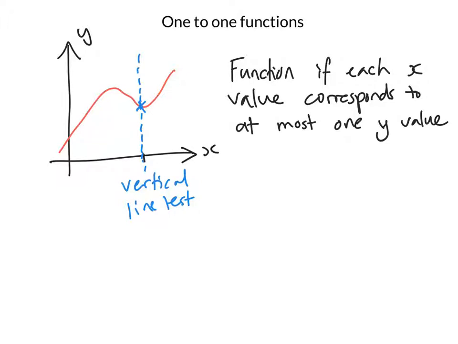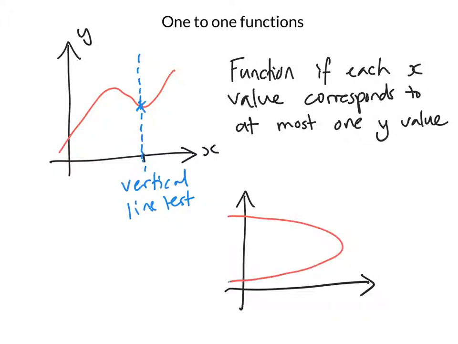Let's just look at an example of something that's not a function. So if I had something that looked like this instead, that's kind of like a sideways parabola. If we did the vertical line test and drew a vertical line here, we're actually crossing at 2 points, so that's not a function. Okay, so that's the definition of a function.